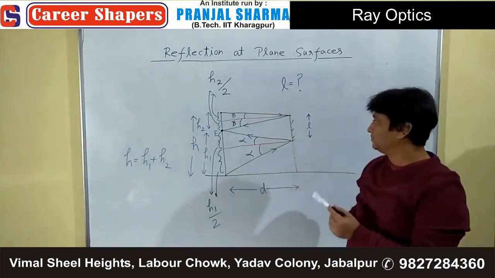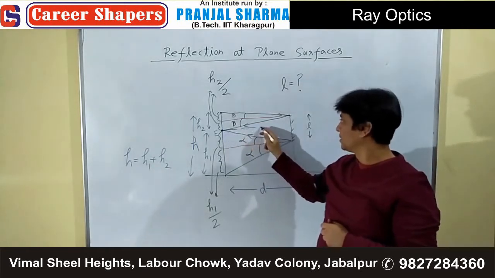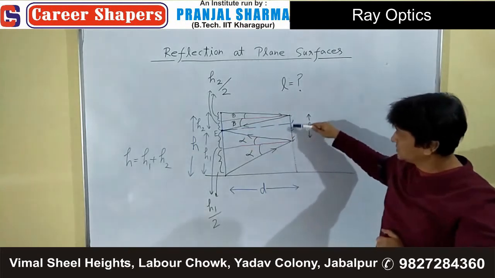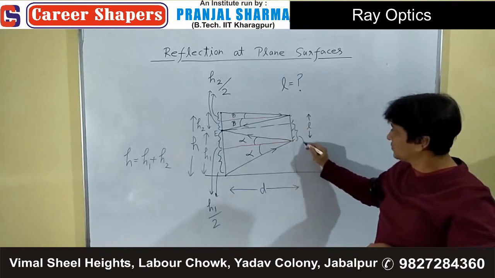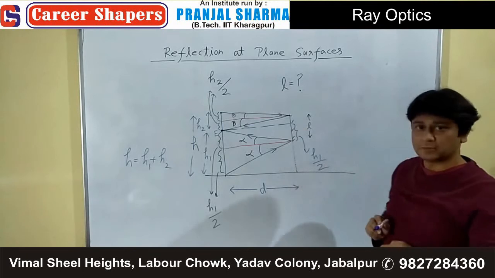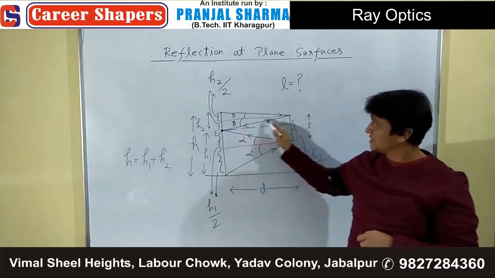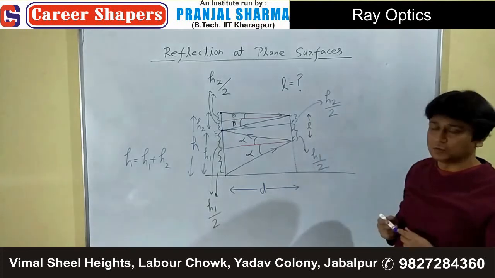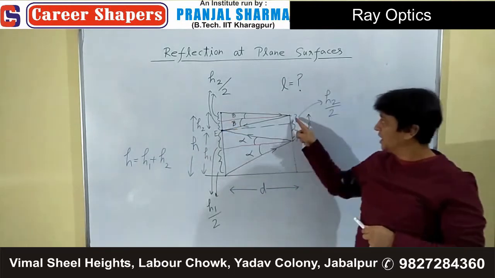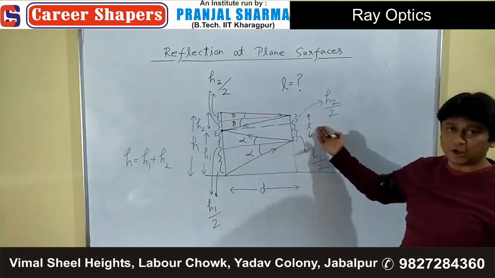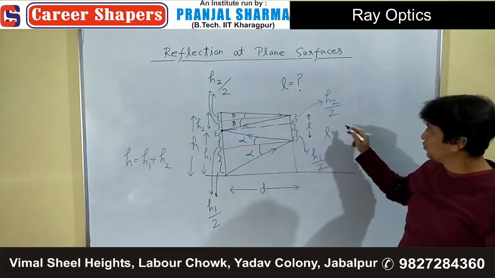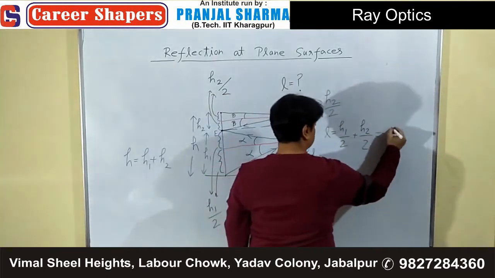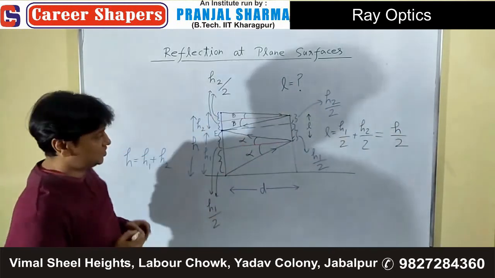Hum, is par chalte hain. This much is same as this. And therefore, what is this? This is coming H1 by 2. Similarly, this is same as this, and therefore, this is coming H2 by 2. This height and this height, they both are same, ultimately giving us the value of L. L is this plus this, which is H1 by 2 plus H2 by 2, which is coming H by 2.